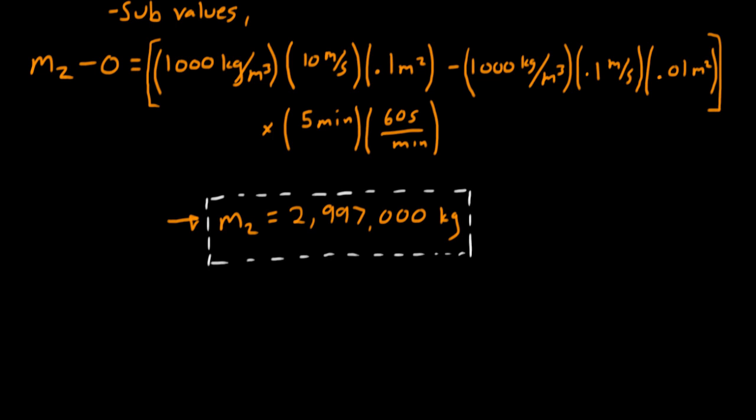Second, if the faucet is turned off, how long will it take for the tank to completely empty? The answer is about 832 hours, or 35 days.